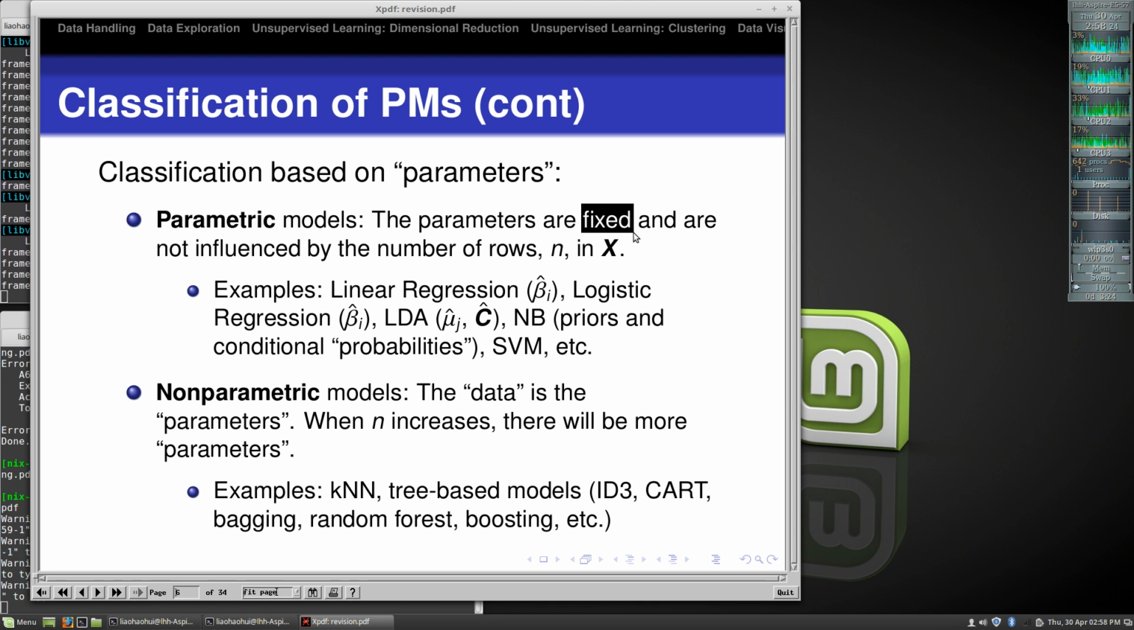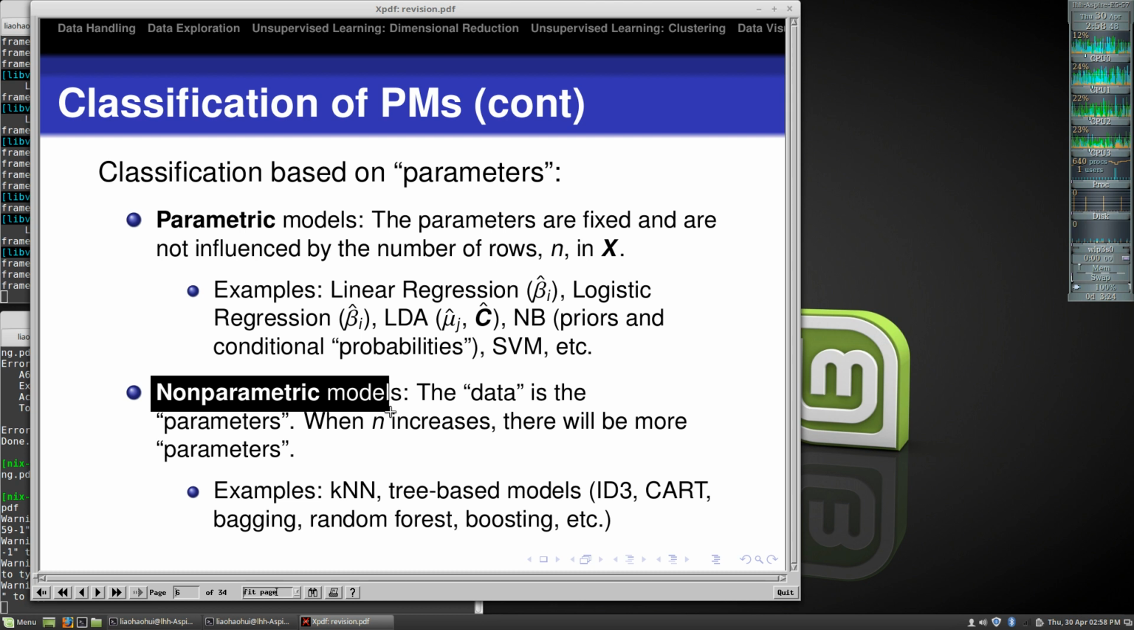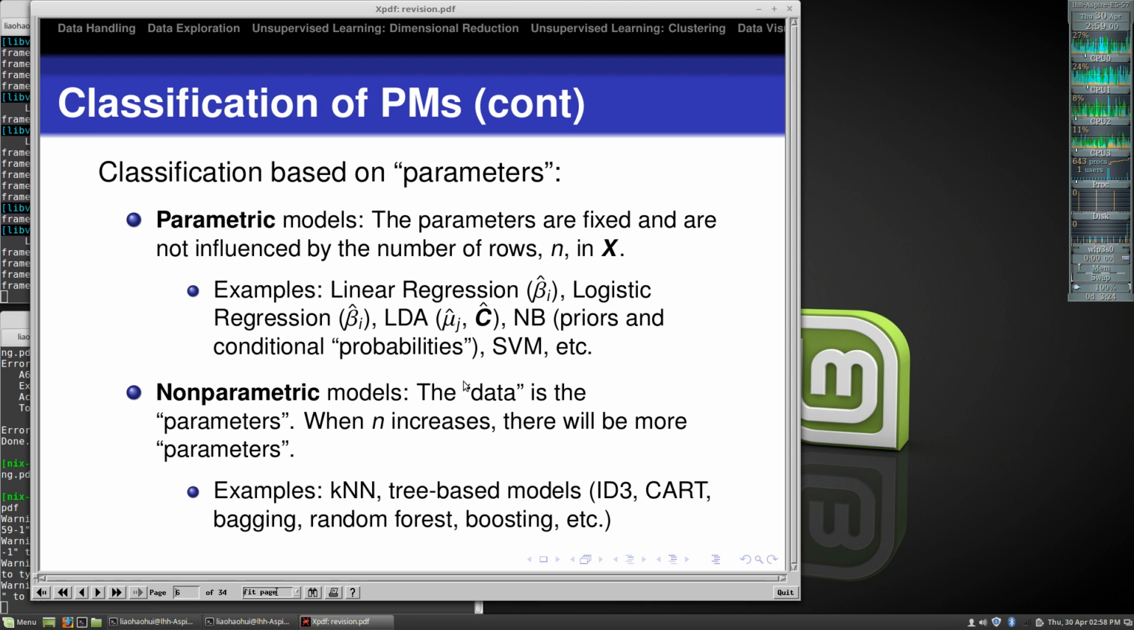Even the now very popular neural network also has a lot of parameters in the model, which are fixed. So based on the training data, we have to try to update the parameters. The so-called non-parametric models doesn't mean that in the model they don't have numbers in it. It's just that the data is more or less part of the parameter.